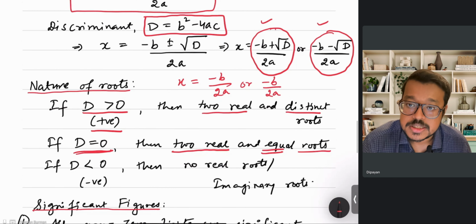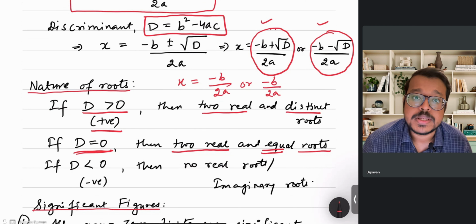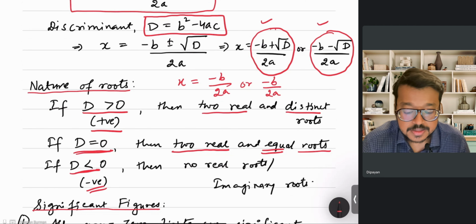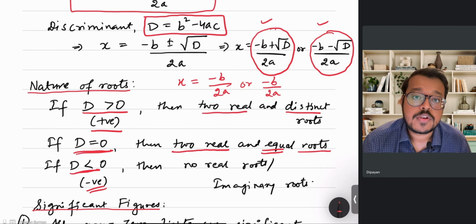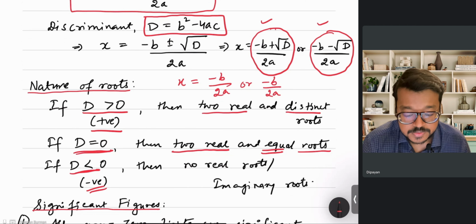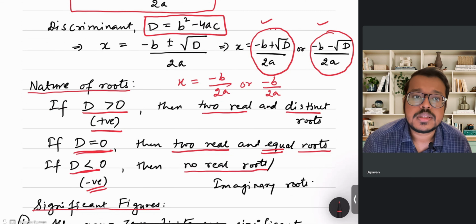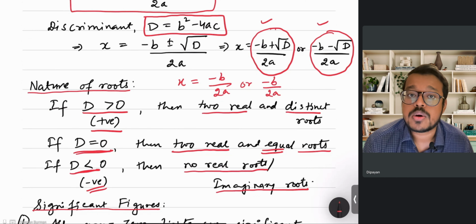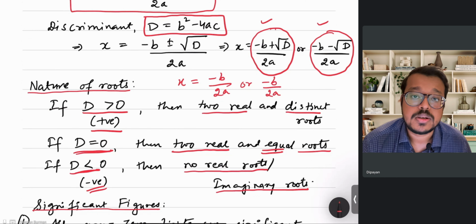And the last possibility, if the discriminant value b square minus 4ac is less than 0 or negative, then we know that the square root of a negative number will not give me any real number. It's not possible. So in that situation the quadratic equation will not have any real roots. There will be imaginary roots. Imaginary numbers you can learn in grade 11. So imaginary roots will be obtained, or the same thing we can say is that there will be no real roots.